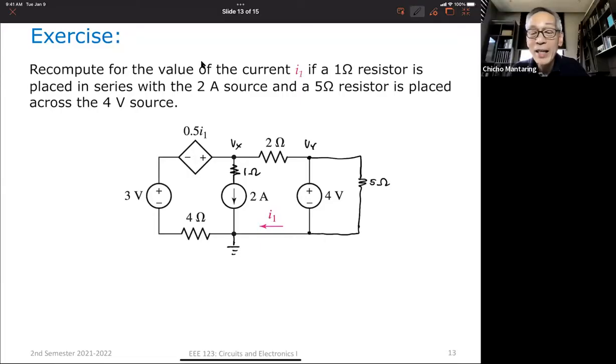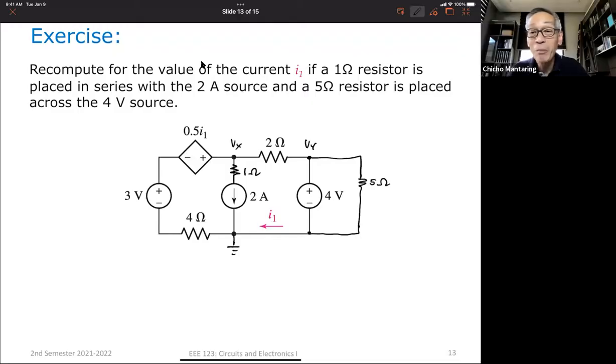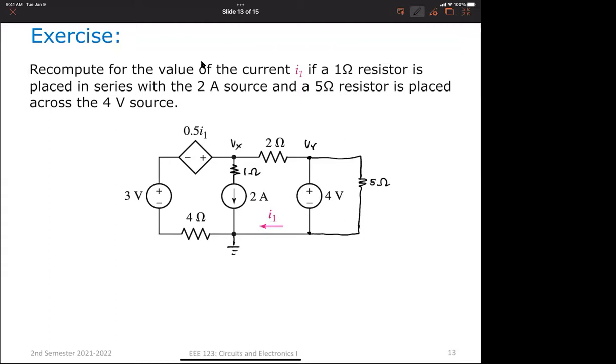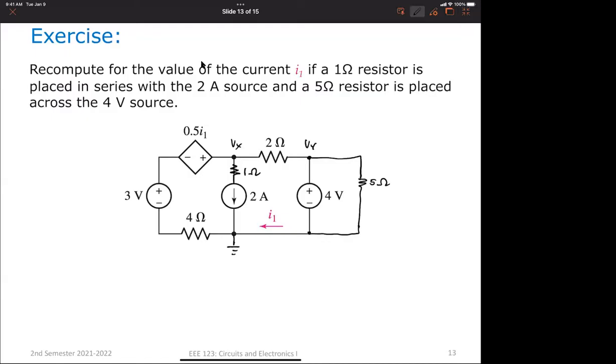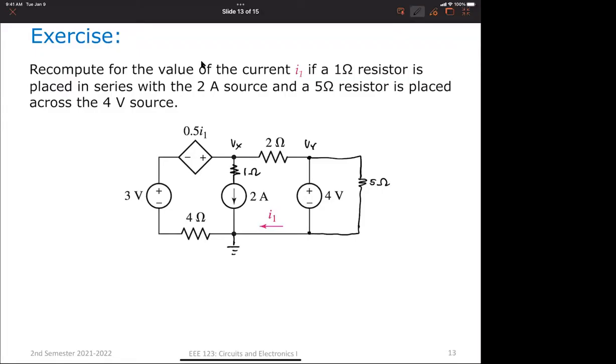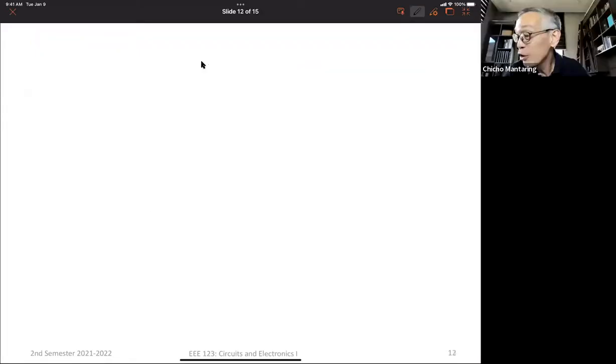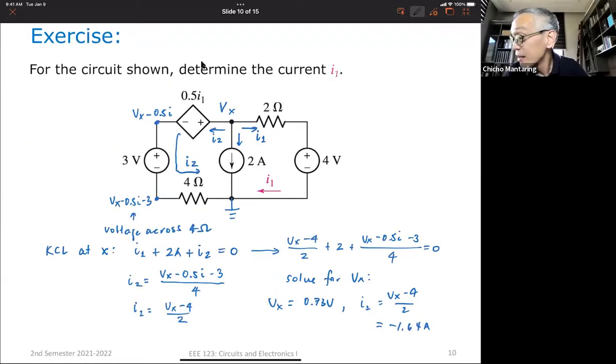Anong value ng V of Y? 4 volts po bali. Kasi po nakakonect po sa ground node. Okay. 4 volts pa rin, no? So may magbabago ba from earlier? Bali wala po. Okay, that's what I wanted to point out, ano. If I form the KCL equation for this, it's going to be exactly the same as this, no? Walang magbabago.